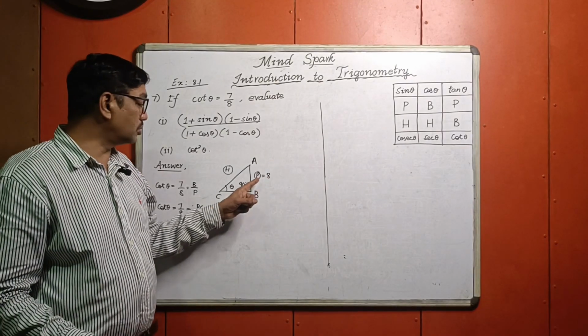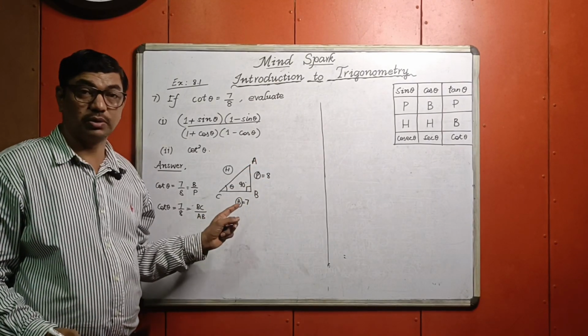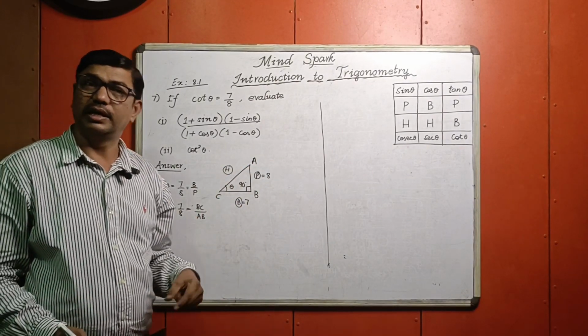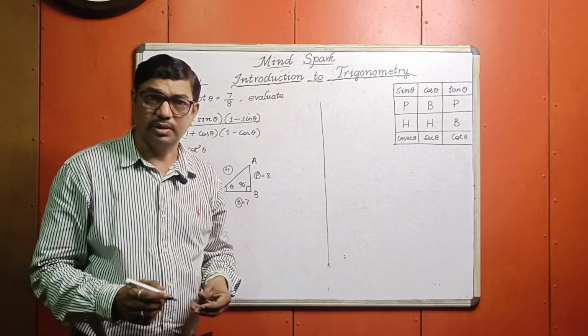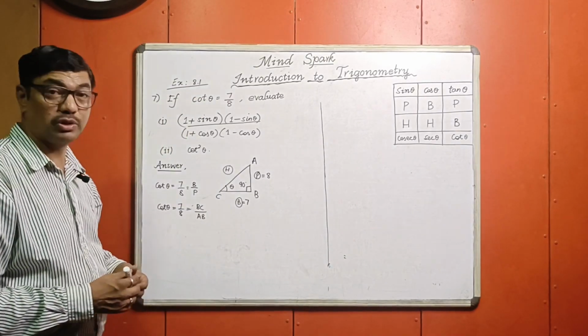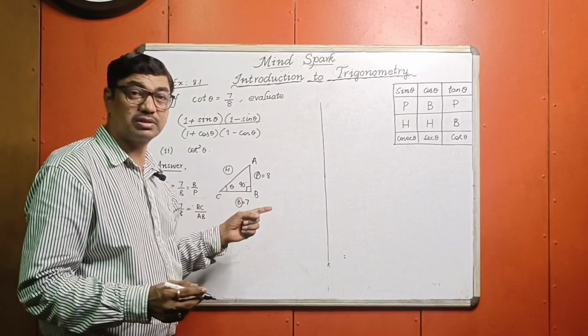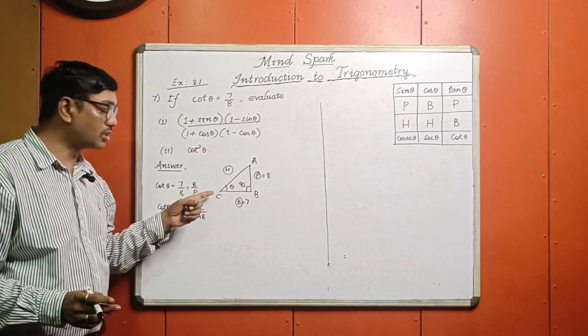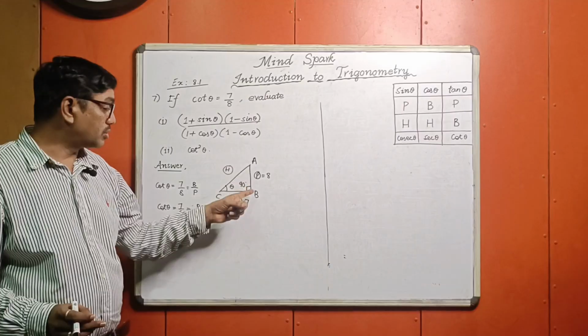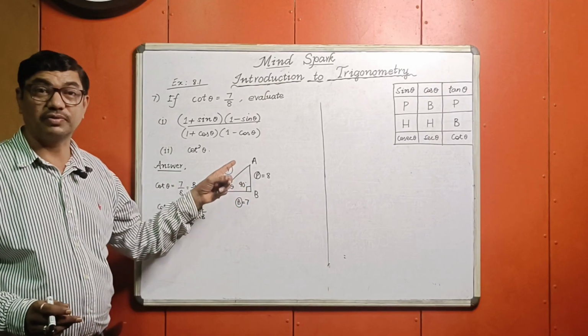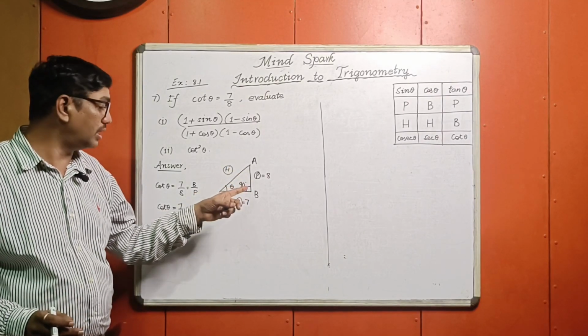Here two sides you know. AB you know, BC you know. How to find AC? You can find AC by using Pythagoras theorem. What is Pythagoras theorem? It says that AC square is equal to AB square plus BC square. That is, square of the hypotenuse is equal to the sum of the squares of the other two sides.